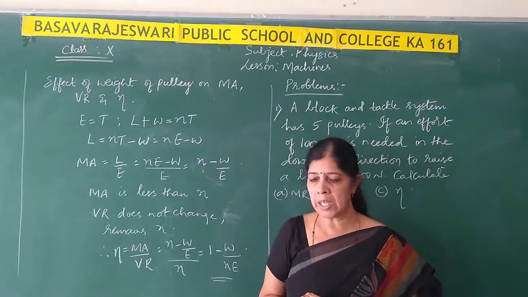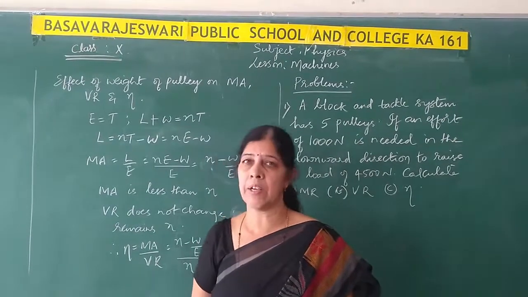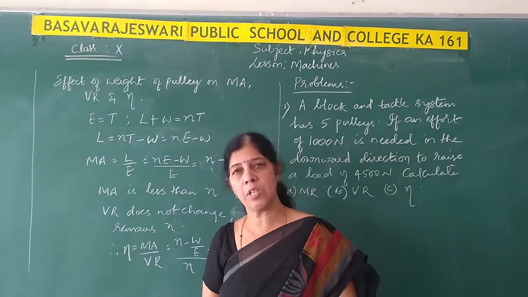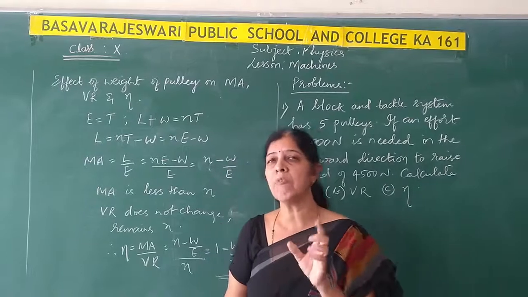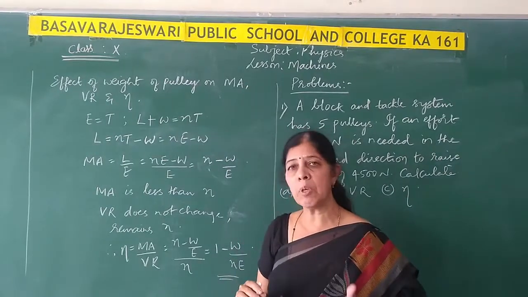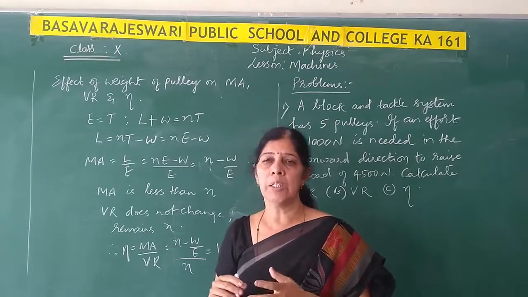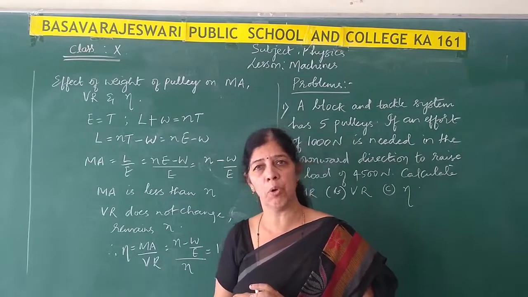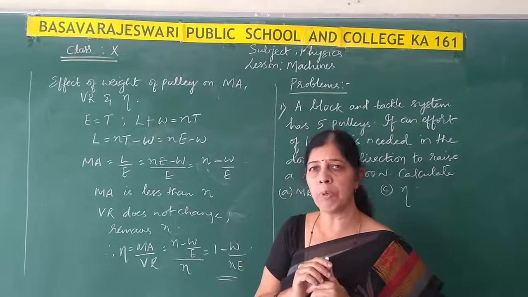And remember that as you increase the number of pulleys, we can increase the mechanical advantage. Understood? For a given system of pulleys, the velocity ratio will remain the same, and it depends on the number of pulleys we are using. If I am using 5 pulleys, then the velocity ratio will be equal to 5. If I am using 4 pulleys, the velocity ratio will be equal to 4. So remember, velocity ratio will be equal to the number of pulleys.